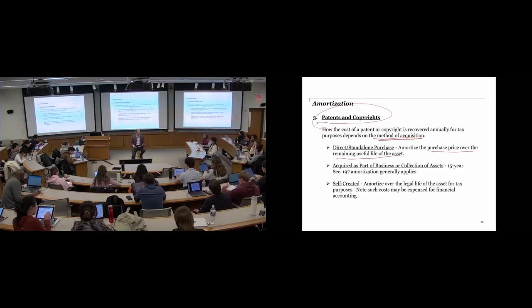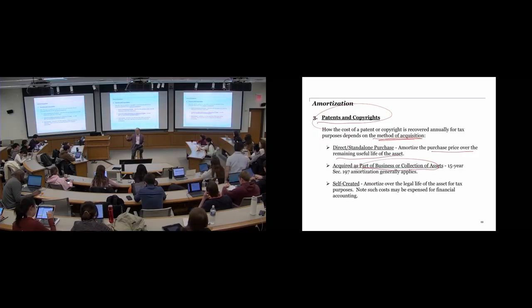Okay, so let's say I acquired the patent or copyright as part of a business or a collection of assets. That goes back to 197, so it's going to fall into that bucket. So now I have 15-year straight line, right? It gets caught up in that. I don't look at its remaining useful life. It just falls into the 15-year straight line of assets.